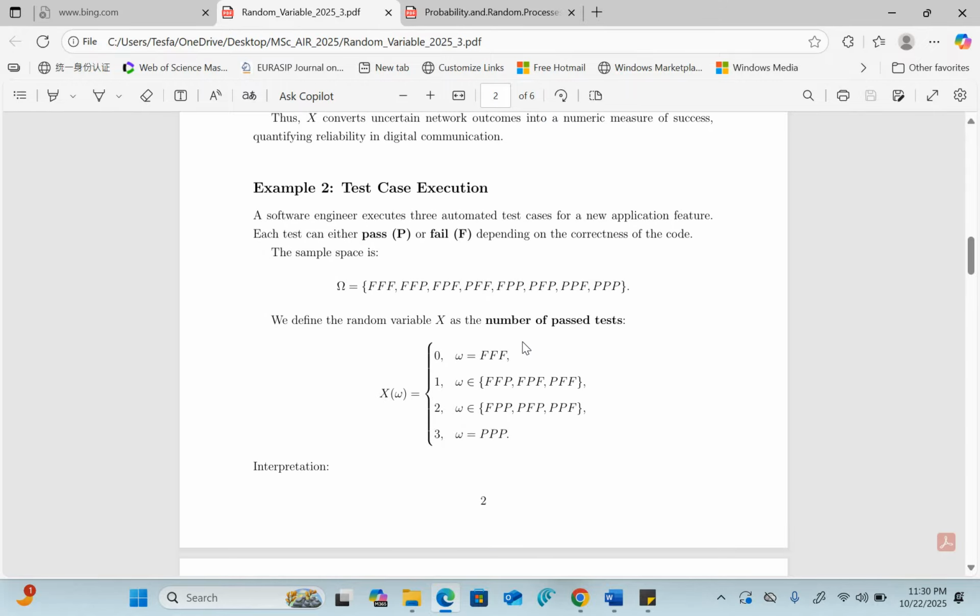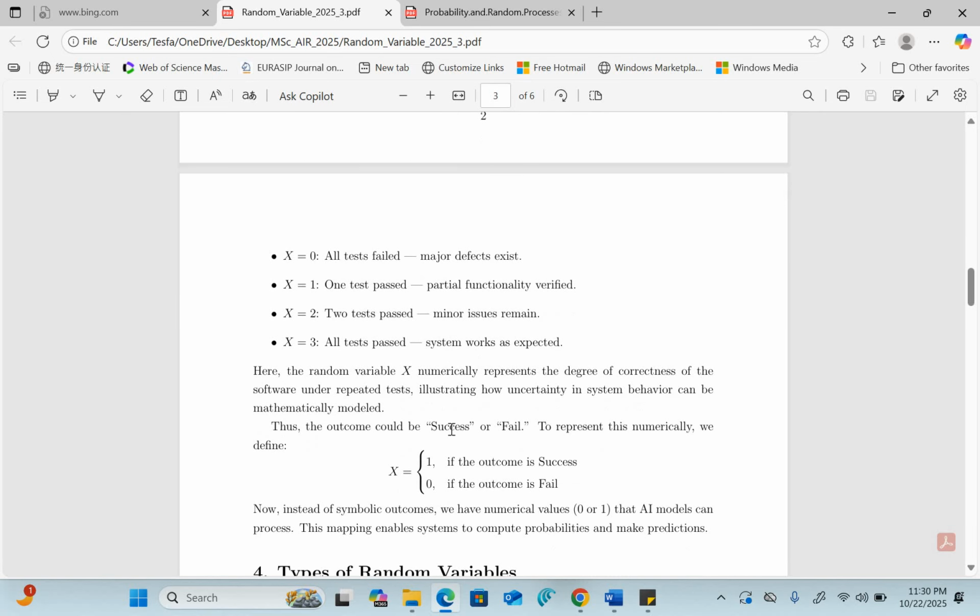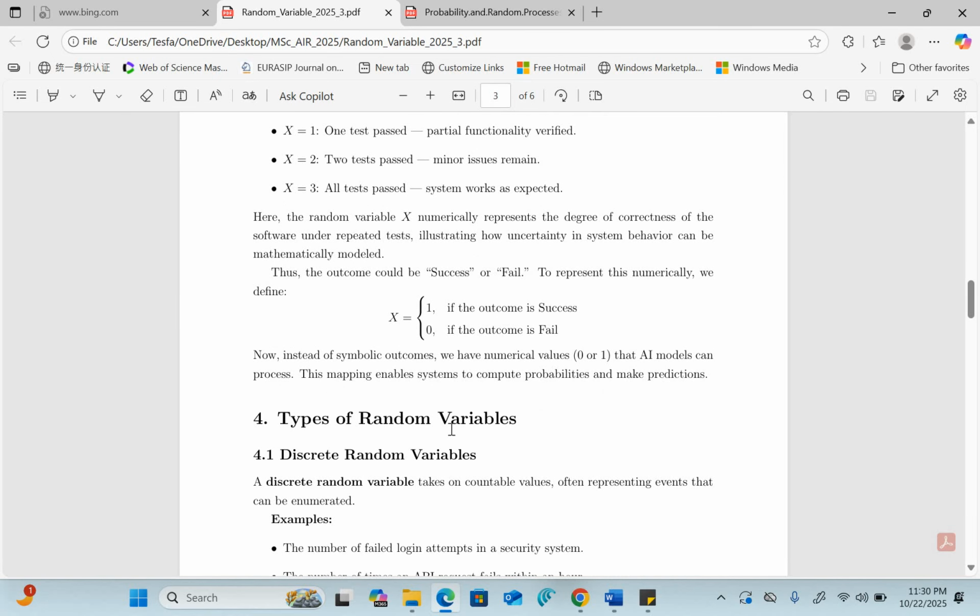The other illustrative example, to understand the concept of a random variable, is testing case execution. For example, a software engineer executes 3 automated test cases for a new application feature. Each test can either pass or fail. Similarly, the sample space of pass or fail can have 8 different outcomes. And similarly, the random variable X(ω), where ω is an element of the larger Ω, is either 0, 1, 2, or 3. We should also understand that the probability of that random variable should be non-negative, and the totality of that probability should be 1.